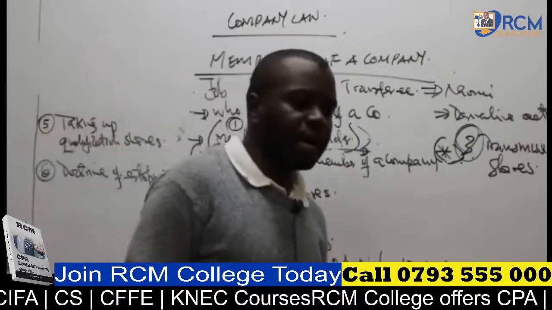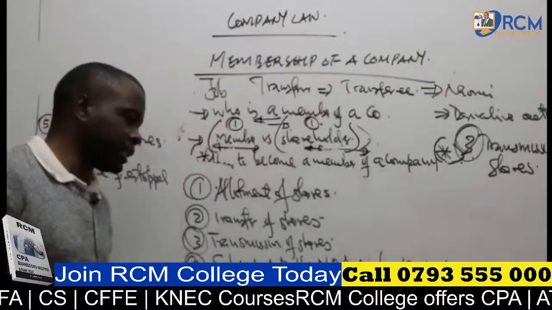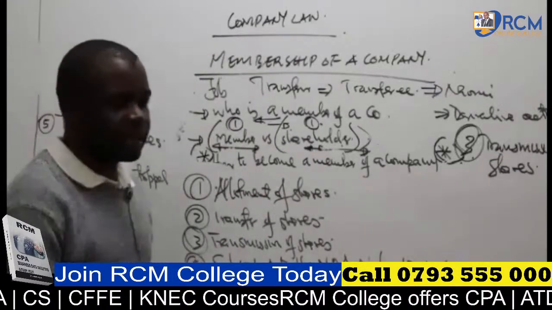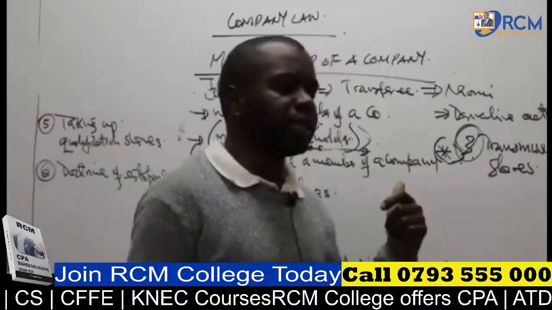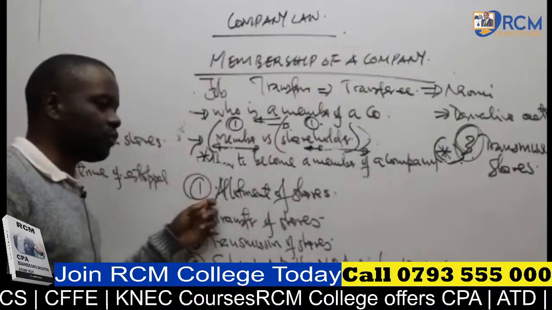So once the company allots the shares on subscription of any person or any party, then that particular person becomes the shareholder of the company. And of course, quite obviously, his name will be included in the register of members of the company. So that's what we mean by allotment of shares.